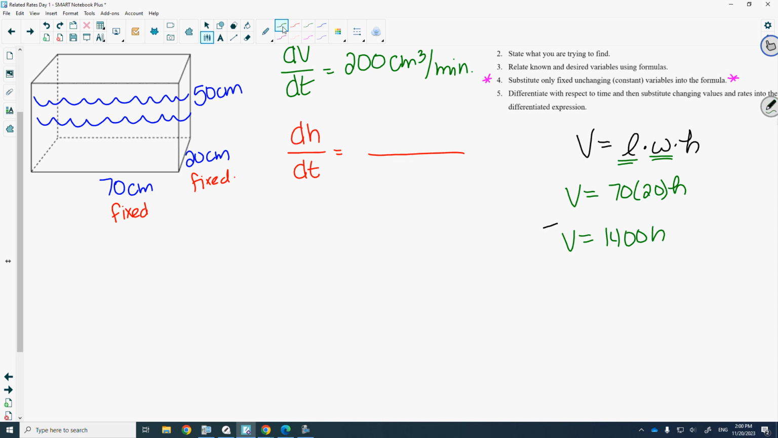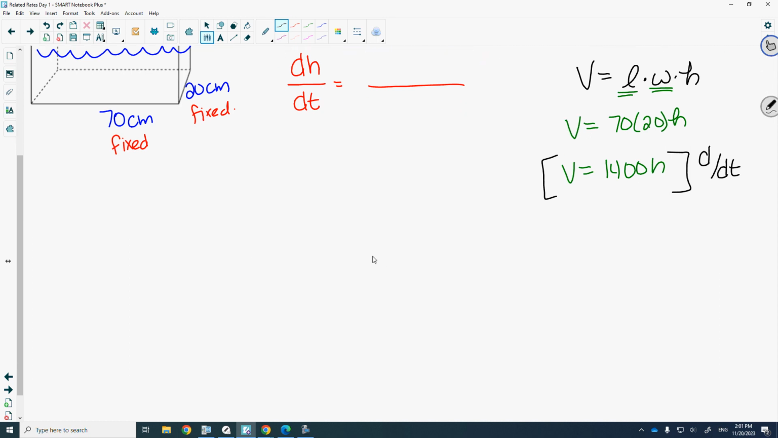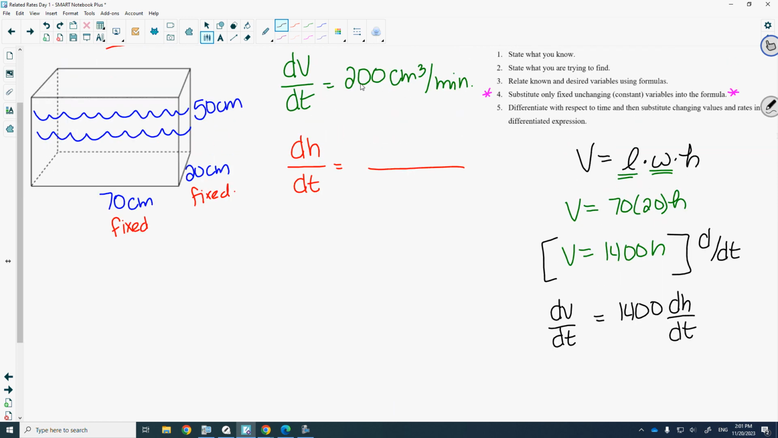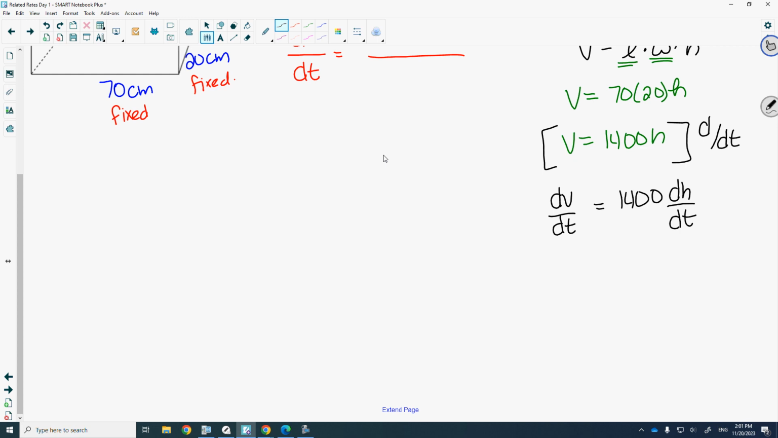So now that I've input my fixed variables or my constants, we're going to differentiate both sides with respect to time. The derivative of V is 1, dV/dt is equal to, what's the derivative of 1400h? Yes, 1400 dh/dt. From here, dV/dt I know is 200. So I'm going to put in 200 is equal to 1400 dh/dt.